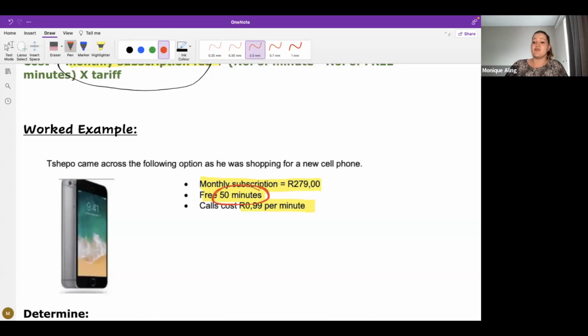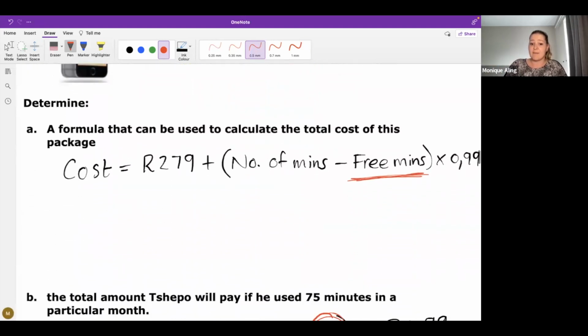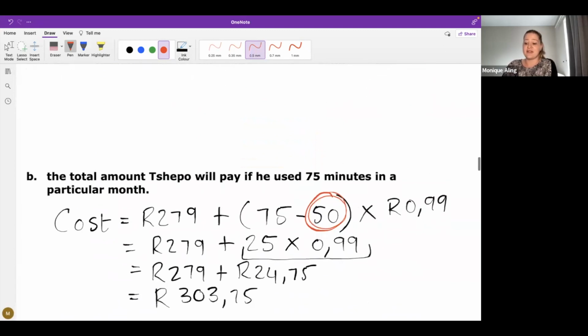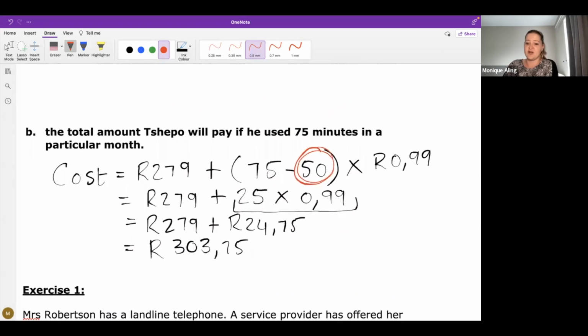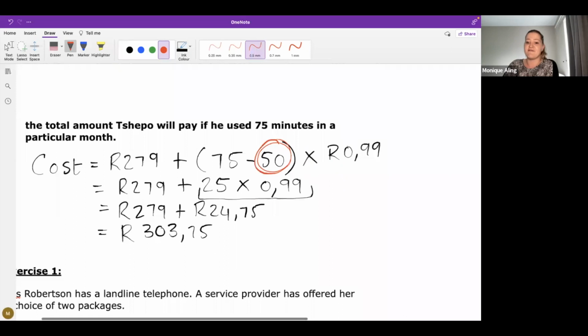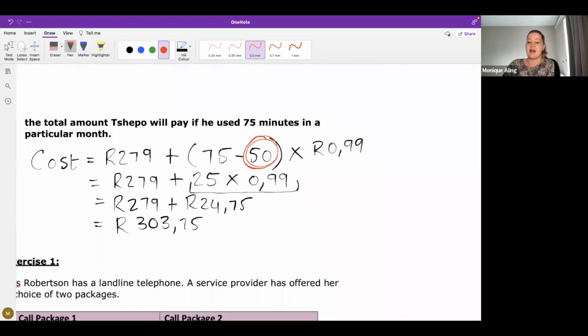So in the question, he used 75 minutes, but he gets 50 for free. So I have to minus the 50 because I'm not going to work out the cost of 75 minutes. I have to minus the 50 free ones, so the 25 is what's left over. And they told us he gets charged 99 cents per minute, so he's only getting charged for 25 minutes. Does that help?